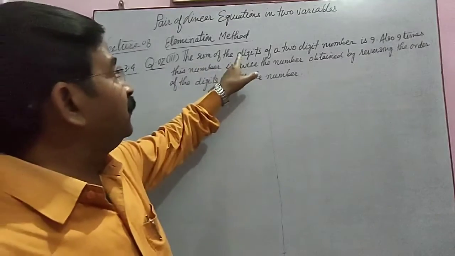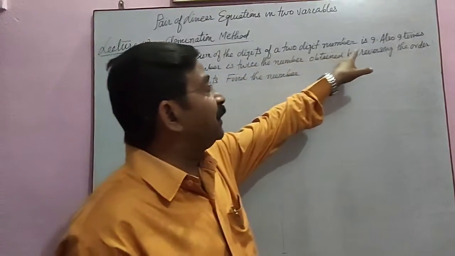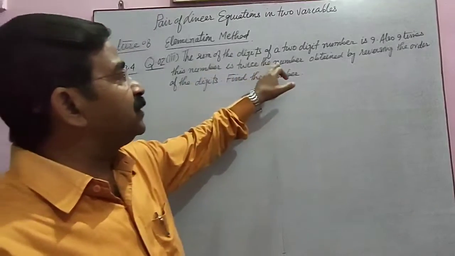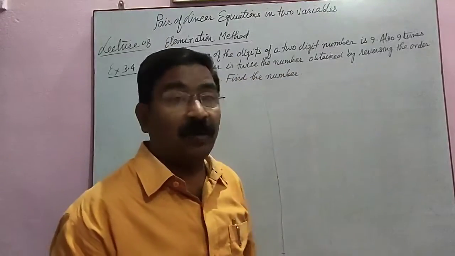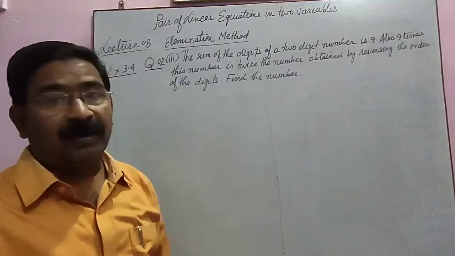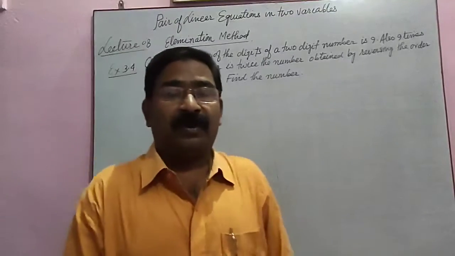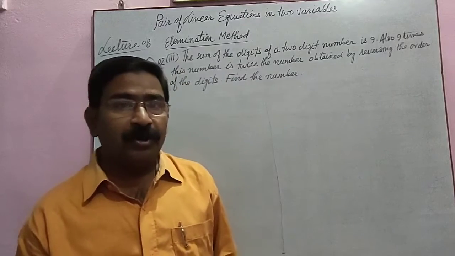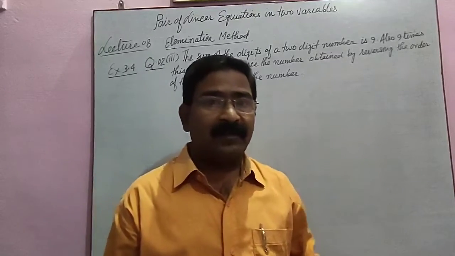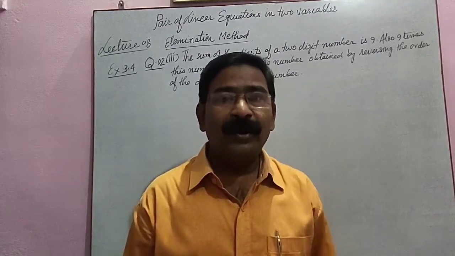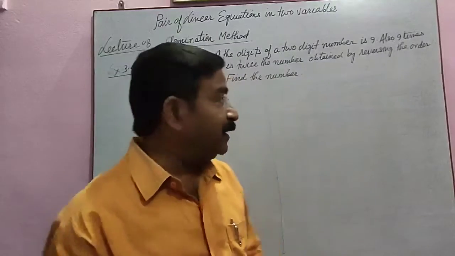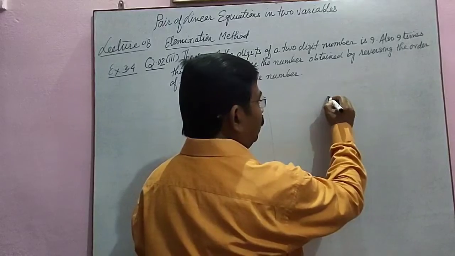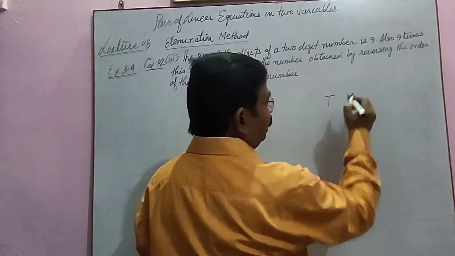The sum of the digits of a 2-digit number is 9. Also, 9 times this number is twice the number obtained by reversing the order of digits. Find the number. Let us discuss 2-digit numbers. What is the range of 2-digit numbers? 2-digit numbers start from 10 to 99. Let me give an example. In 2-digit numbers, one is the tens place, another is the ones place.